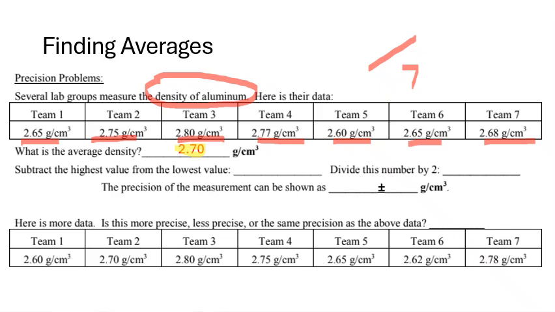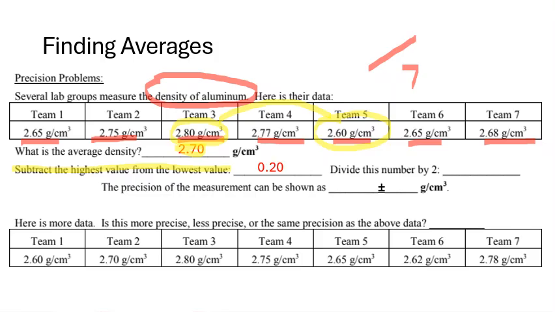Something we'll want to do then is also consider a range, or a plus or minus. So we'd want to go with our highest value and our smallest value. It looks like our highest value would be 2.8 right there, and our lowest value would be 2.6. What it says here is, subtract the lowest value from the highest value. I go ahead and do that by taking 2.8 minus 2.6, and I get an answer of 0.2.